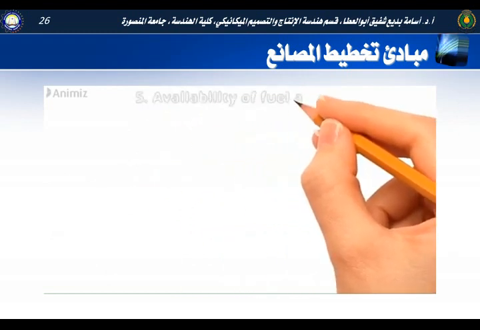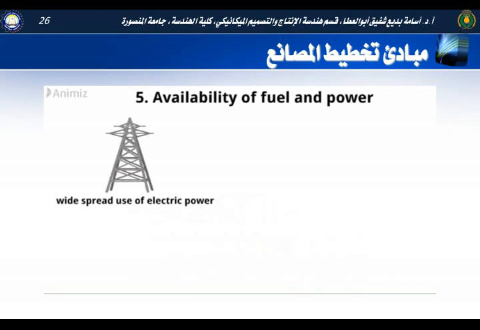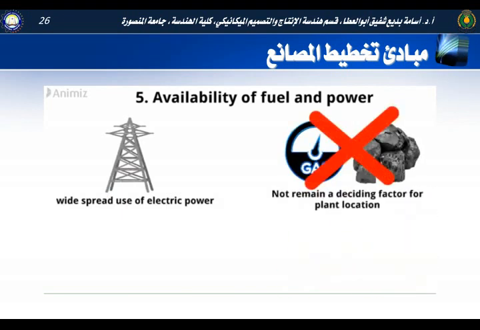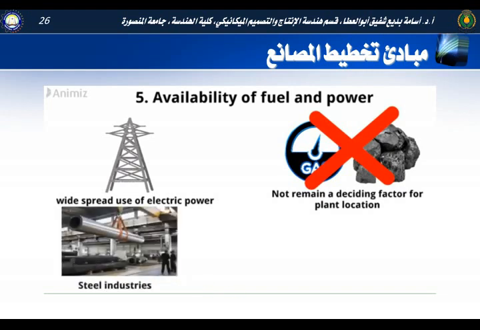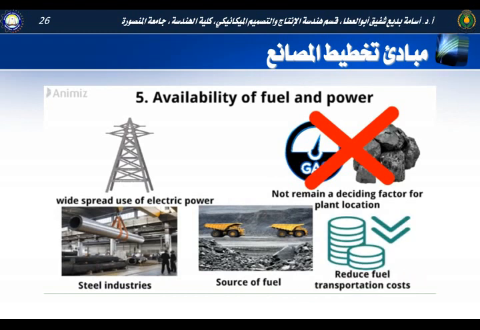5. Availability of fuel and power. Because of the widespread use of electric power, in most cases fuel has not remained a deciding factor for plant location. Even then, steel industries are located near the source of fuel to reduce fuel transportation costs.